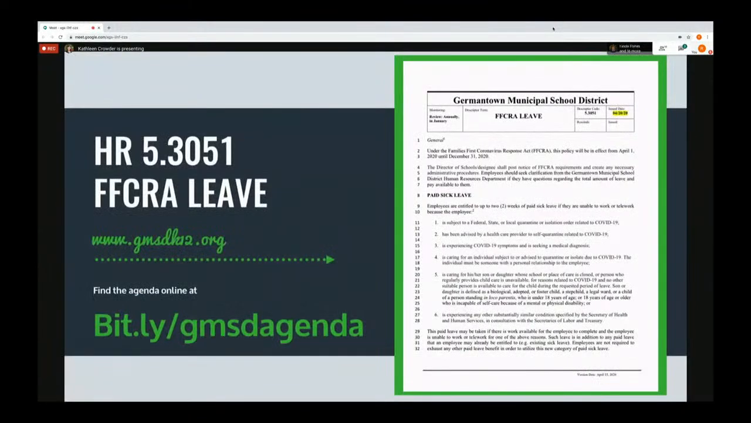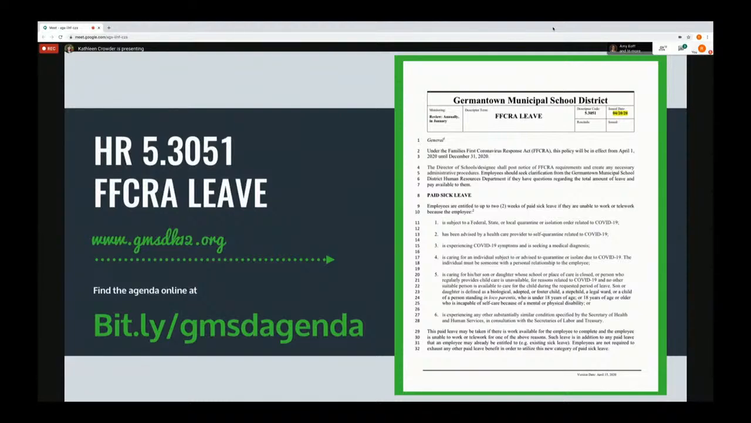So as everyone is aware, we are in an unprecedented period of time now. There is actually state legislation and state school board policies that have been changed because we're in the middle of this pandemic. One of those changes that has come forward is the FFCRA leave. This is very similar to FMLA and actually defines it in light of our current pandemic. So Ms. Stratton, I'll turn it over to you so you can explain the details for the board.